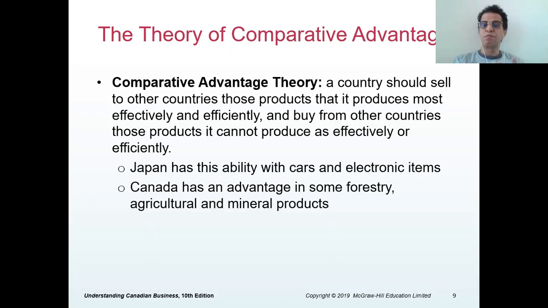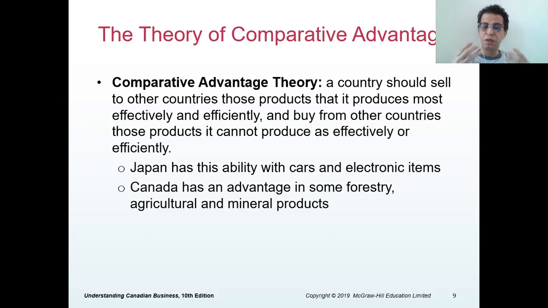Now, the theory of comparative advantage. According to comparative advantage theory, a country should sell to other countries those products that it produces most effectively and efficiently. A good example: let's assume I'm a country and my neighbor is a country doing t-shirts. What's most effective and efficient for me is to cut the trees and sell them to my neighbor, and buy from other countries products that I cannot produce as effectively and efficiently. So I'm buying the t-shirt from my neighbor, which is another country.